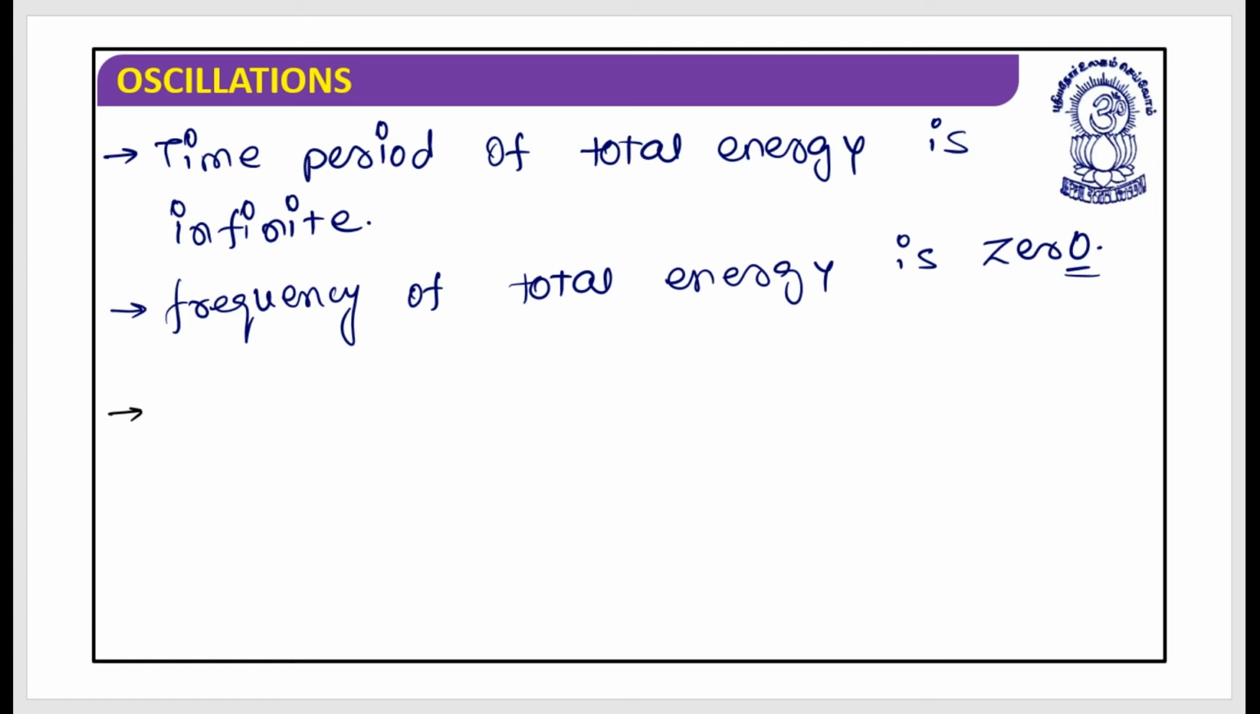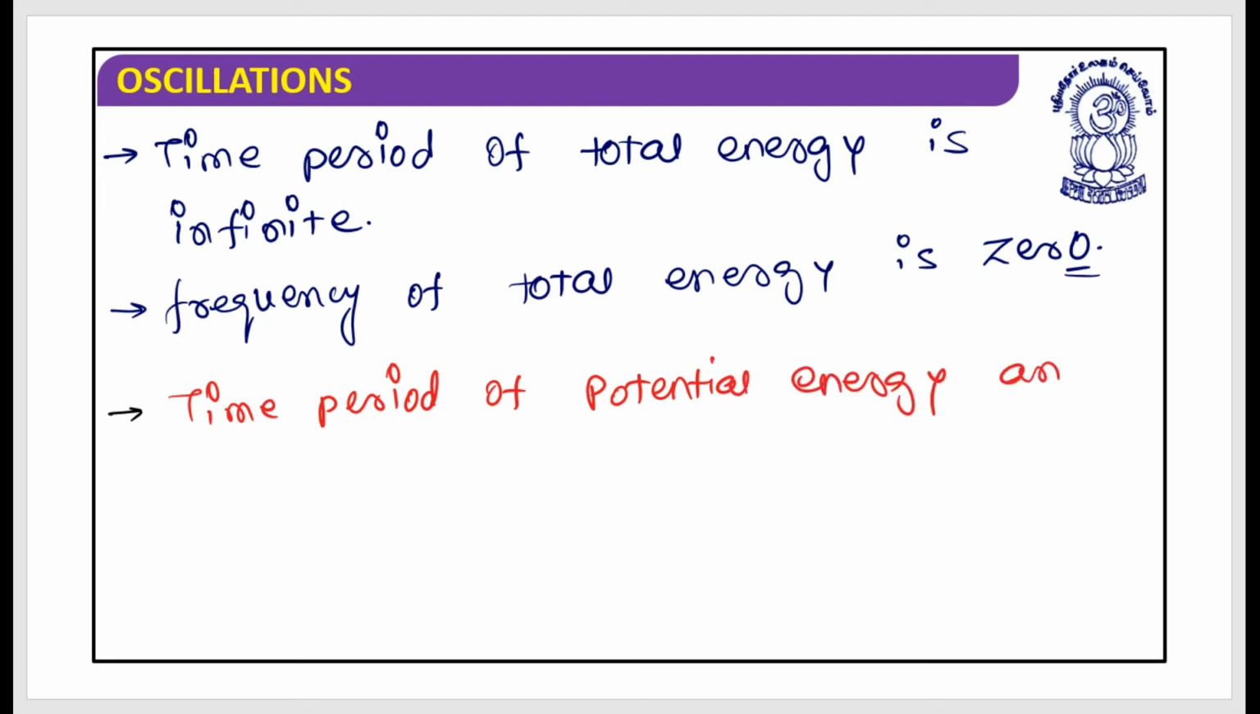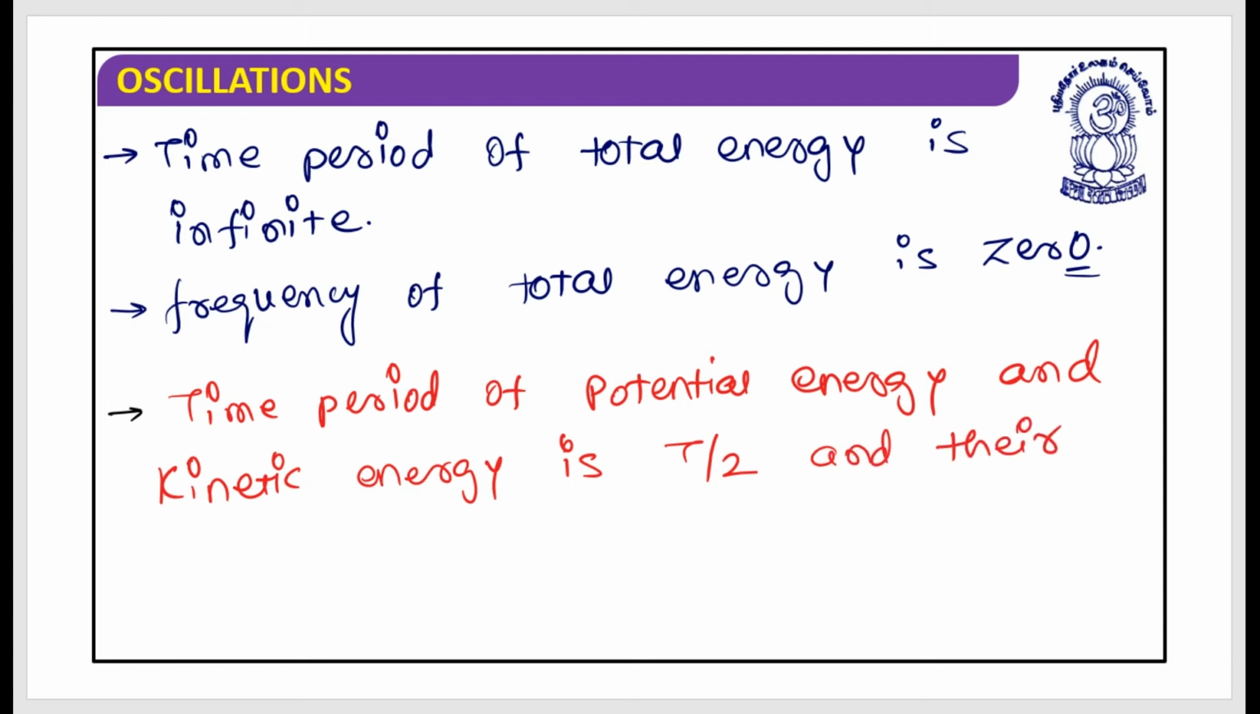I can say the time period of potential energy and kinetic energy is T by 2, and their frequencies are 2f. So the time period of potential energy and kinetic energy is T by 2, and their frequencies are 2f.